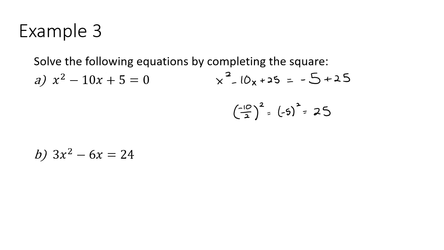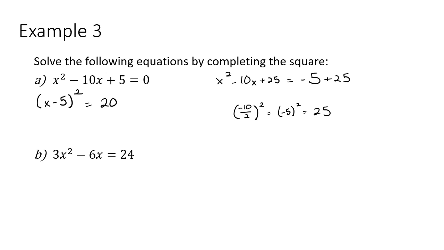And so what we end up with here is that this thing on the left always factors into the same thing. X plus b over 2, which was negative 5 in this case. X plus negative 5 would be x minus 5, quantity squared. You could double check. If you did x minus 5 times itself and FOILed it, you would see that it does in fact go back to x squared minus 10x plus 25. And this is going to be equal to negative 5 plus 25, or 20.